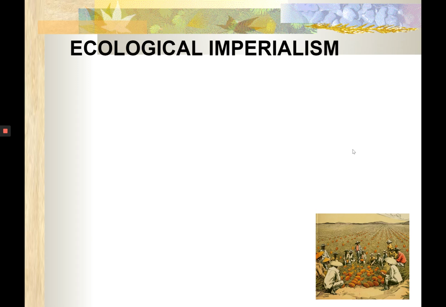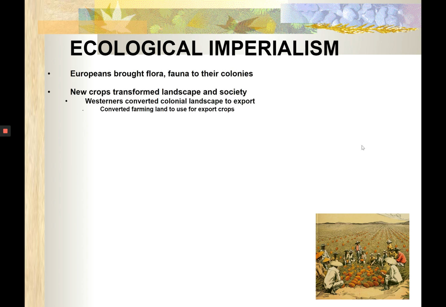One of the major effects of European imperialism was the complete restructuring of local economies because Europeans always preferred their own plants and animals to the native variations. And so they completely transform the local agriculture and the local economy. And they convert agriculture basically to become agriculture for export.